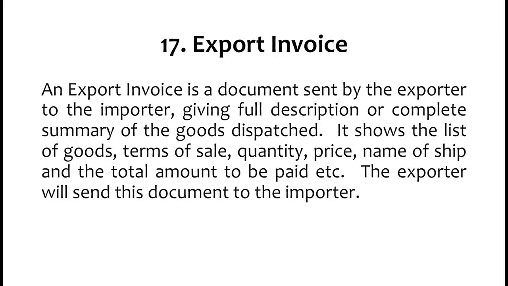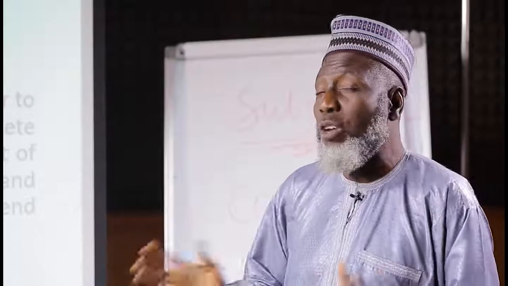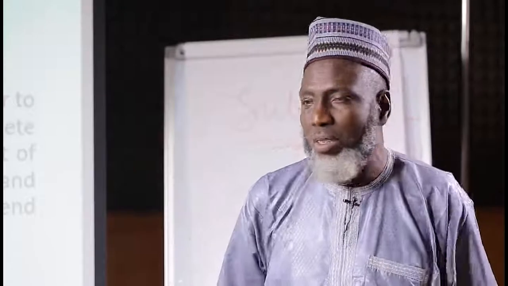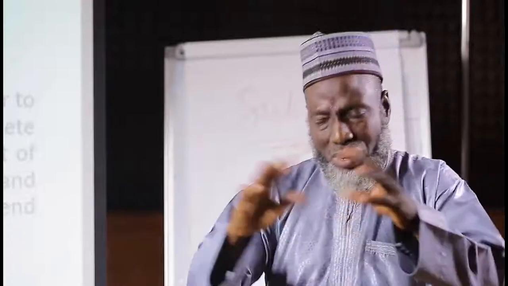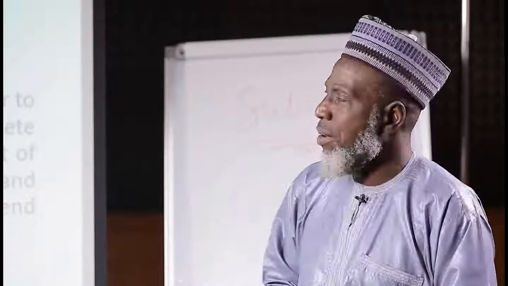We go to document number 17, which is export invoice. It is a document sent by the exporter to the importer, giving full description or complete summary of the goods dispatched. This is normally made when the goods are already dispatched, and the exporter will send the document to the importer, describing details of what the goods are.